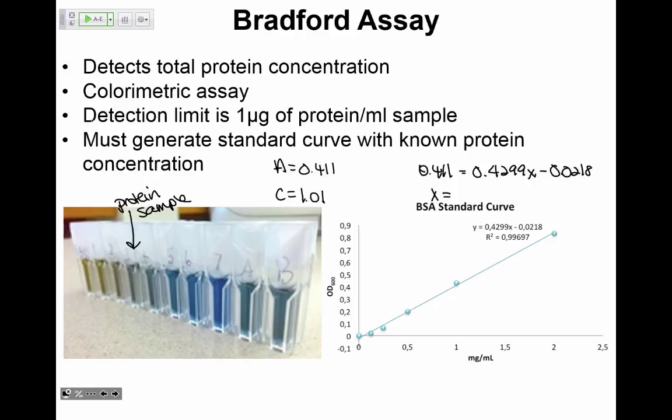And for this, how would I determine what my units are? 1.01 what? I don't have an extinction coefficient now, but what do I have? I have the x-axis. I have standards. So my units are in mgs per mil, or it might be in micromolar or millimolar. But yeah, your units are defined now by your x-axis, not by some arbitrary extinction coefficient.